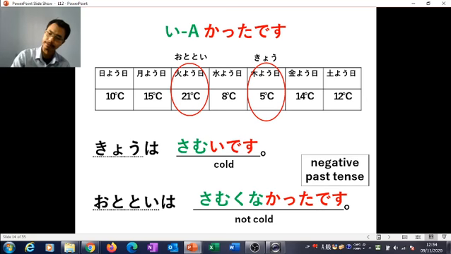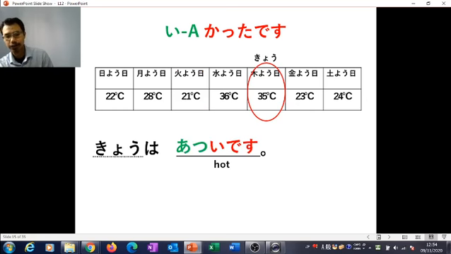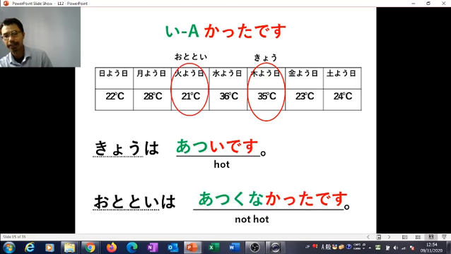Alright, negative one. Okay, so similar, another example. If you want to say today is a hot day, kyou wa atsui desu, and then you want to say the day before, the day before yesterday was not a hot day, ototoi wa atsuku nakatta desu. The word is atsui, changing it into negative form, atsuku nai, remove the character i, atsuku na, put the word katta, atsuku nakatta desu.